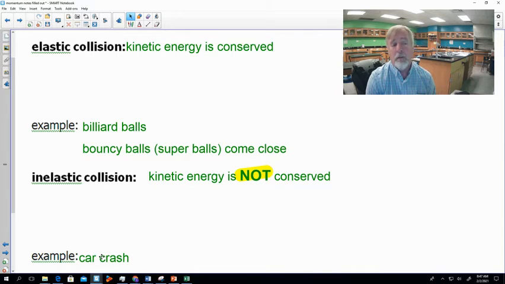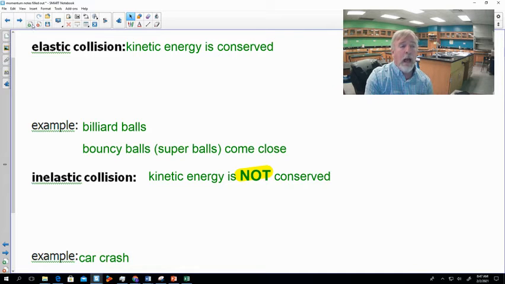Now, that happens a little bit in my examples above with the billiard balls, right? They make a nice smacking sound when they hit each other, but there's not very much energy that's actually going into the sound energy in that case. So two kinds of collisions: elastic, kinetic energy is conserved; inelastic, kinetic energy is not conserved.